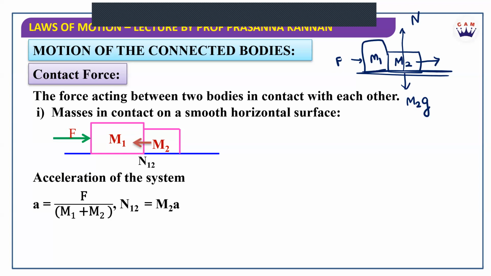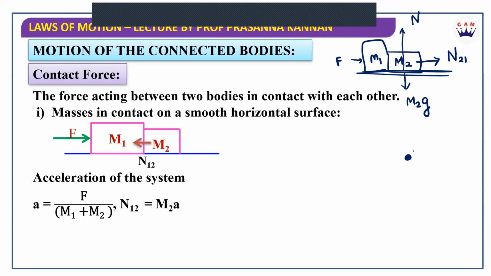Here also the surface is there, so there will be a normal reaction, and it will be the same as N12. You can call it N21. What is N21? Normal reaction force on 2 because of 1. And N21 and N12 are the same. So instead of drawing all these structures, I'll only draw the free body diagram.